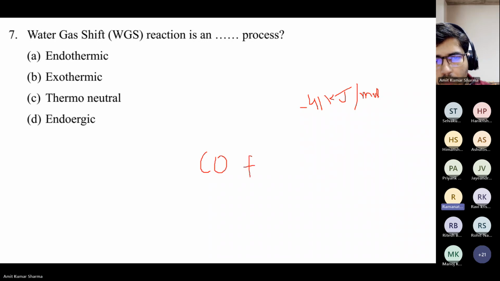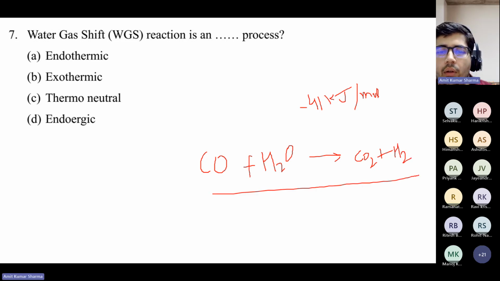Exothermic. CO plus H2O gives CO2 plus H2. CO reacts with the steam and produces CO2 plus hydrogen, H2. So this is the water gas shift reaction.